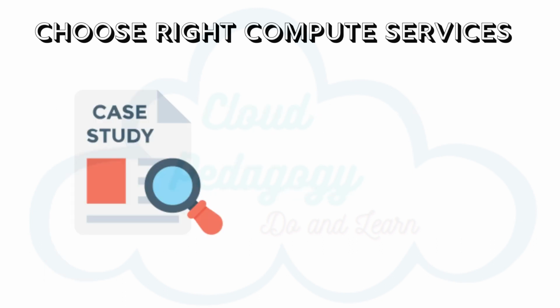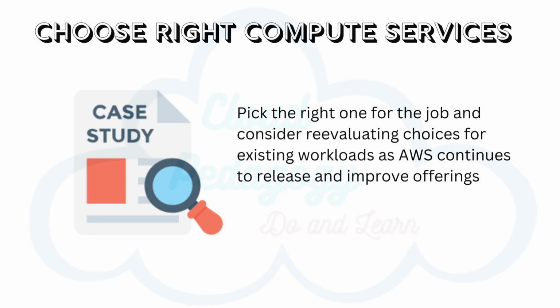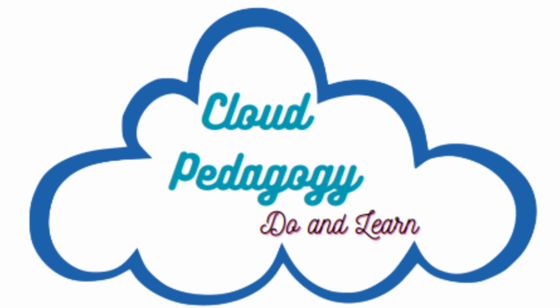Alright, there you have it. Different use cases for a few of the AWS compute services. Make sure you read up on AWS's other compute offerings and make informed decisions when architecting your solutions. Remembering that these services exist to best suit different use cases helps. Don't try to use the same compute service for all of your use cases. Instead, pick the right one for the job and consider re-evaluating choices for existing workloads as AWS continues to release and improve offerings. So that's all for today's topic.